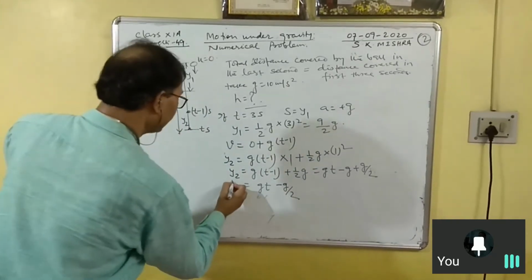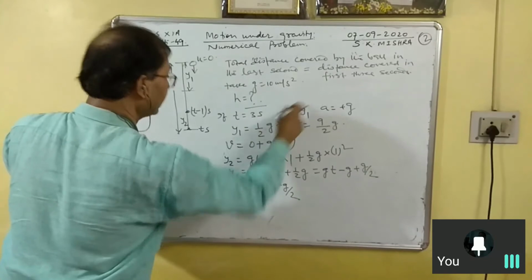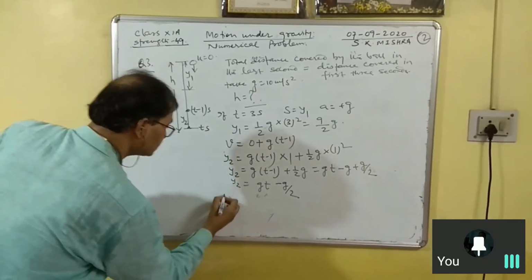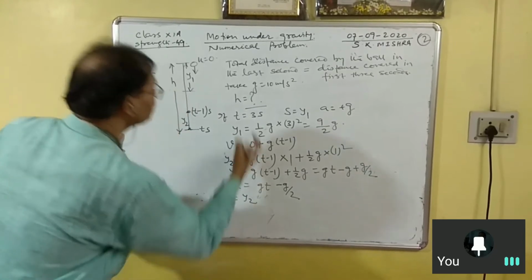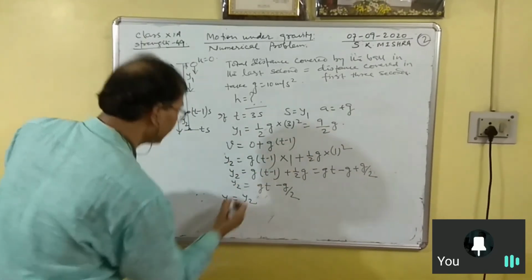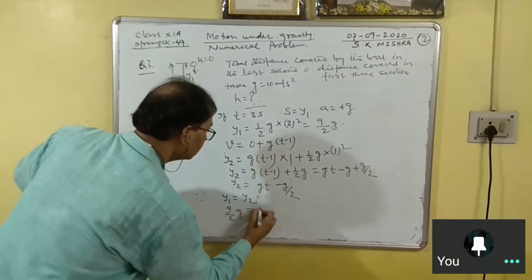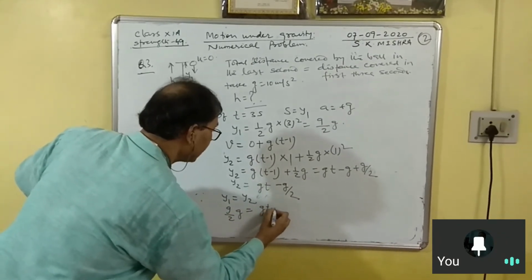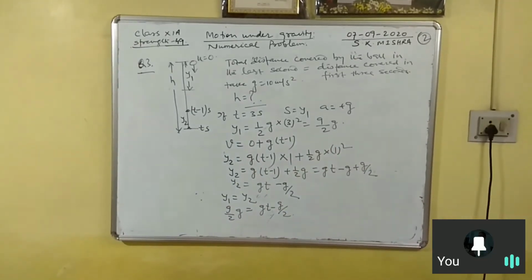And this is y2. According to the question, this y1 is equal to y2. So according to the question, since y1 is equal to y2, what is y1? y1 is 9 by 2 g. And what is y2? It's gt minus g by 2.